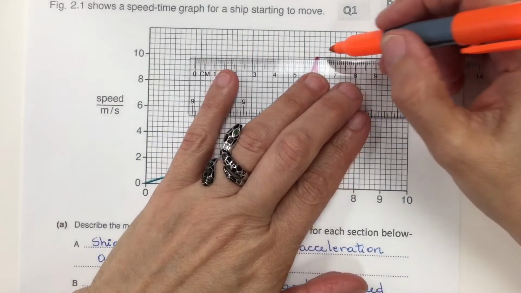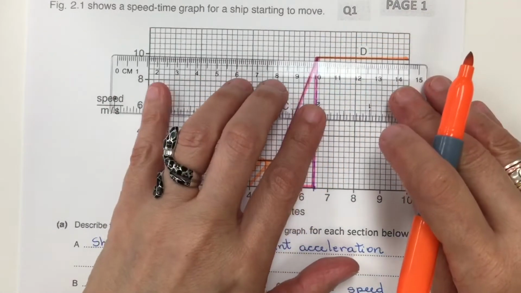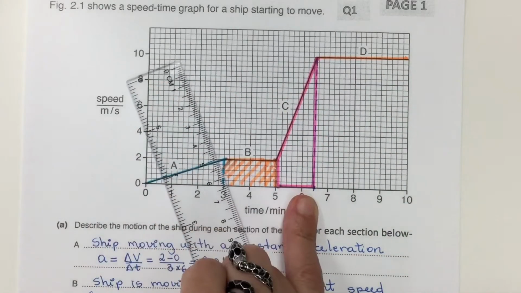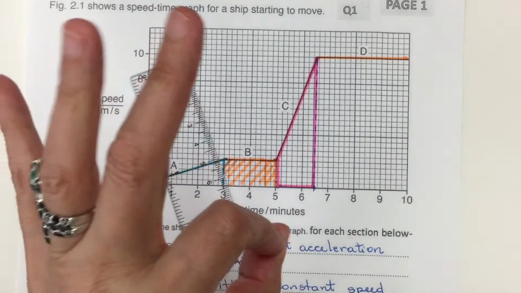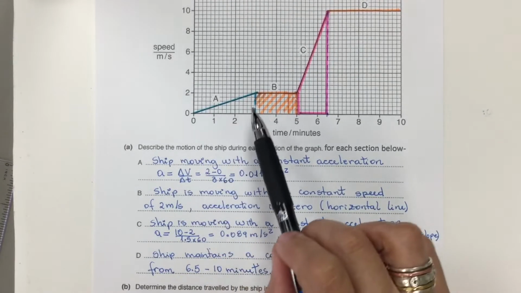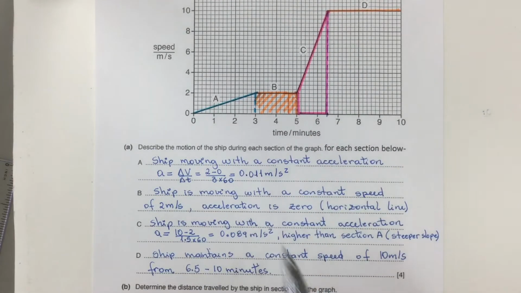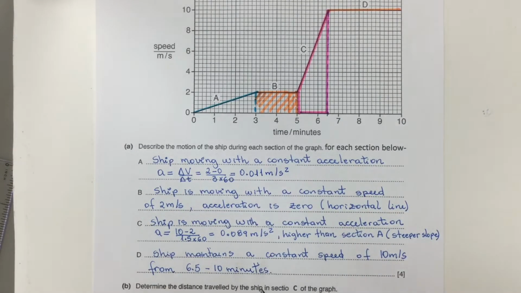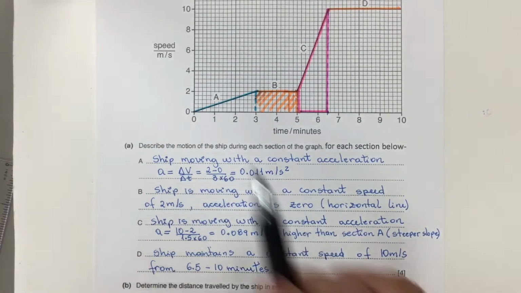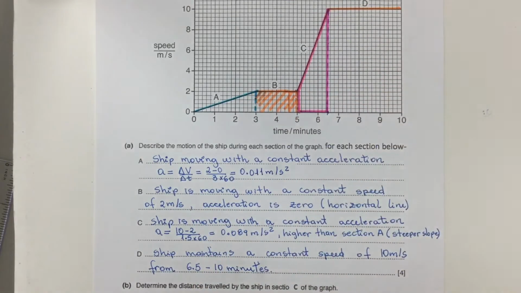At section D, again, the speed is constant and is equal to 10 meters per second. That goes from 6.5 minutes up to 10 minutes. So in this first question, you are required just to describe the motion of the ship throughout this time. Calculation of the acceleration is not required, but if you want to compare, for example, those two slopes, it's a good idea to have this value available so you can actually compare numerically.